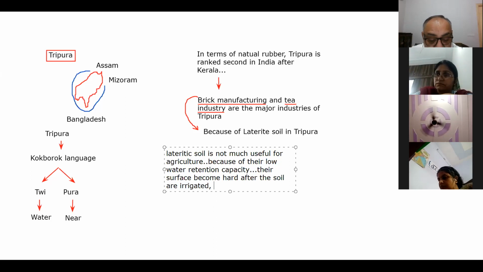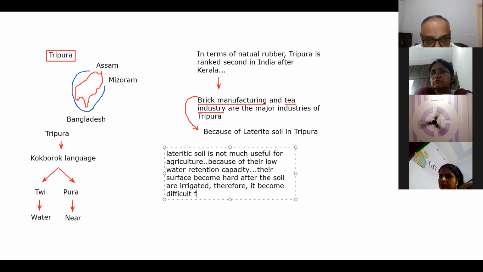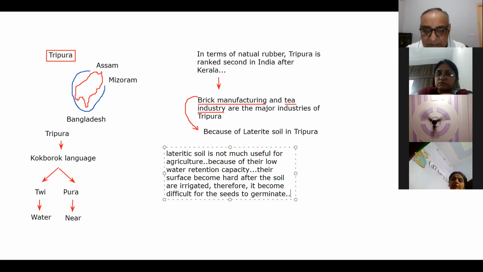Therefore it becomes difficult for the seeds to germinate. यहाँ seeds की germination की दिक्कत आती है, right? क्योंकि ऊपर से सरकी जाती है soil, right? So that is the form.